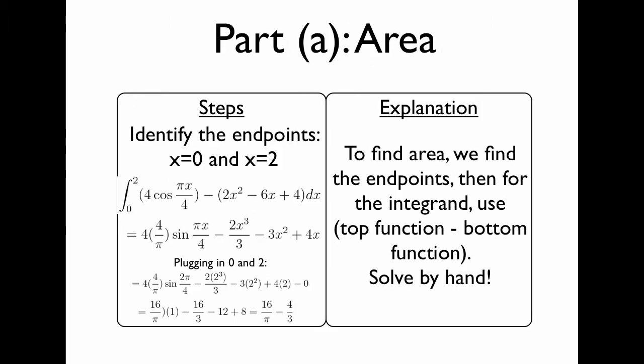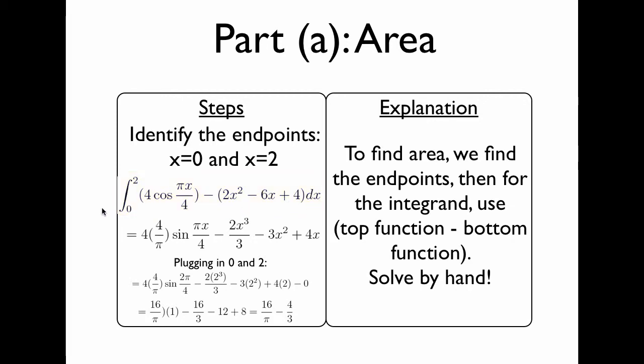Okay, getting back to our problem. In part A, we're asked to find the area of the region. So what we want to do here is, again, identify those endpoints first, which are 0 and 2, because those are going to go on our integral here. And then identify the top and the bottom function, because to find the area, we want to take the function on top minus the function on bottom. So here, the top function is that cosine function, 4 cosine pi x over 4, minus our quadratic function, 2x squared minus 6x plus 4.